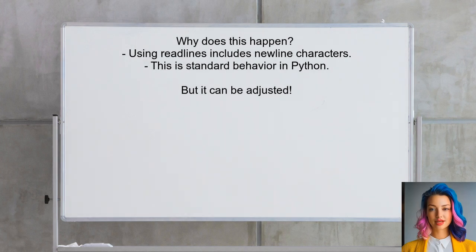So, why does this happen? When you use the readlines function, it reads each line of the file and includes the newline character at the end. This is standard behavior in Python, but it can be adjusted. Let's explore how to do that.